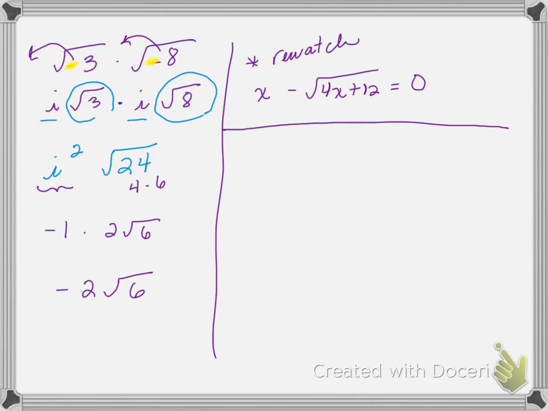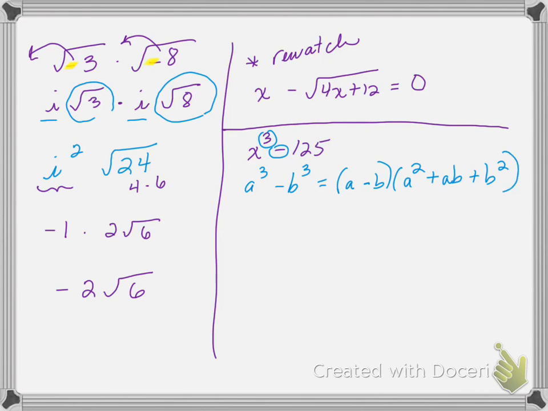All right, and then in that first email you sent me, you referred to this problem here, the x cubed minus 125, and the question was, well, where did that answer come from? Where did the quadratic come from? So let's talk about that. This is a difference of cubes. So if you remember, the formula for the difference of cubes just says that if we have a cubed minus b cubed, it factors into a minus b times a squared plus ab plus b squared. So again, that is a formula that you need to make sure you know. So that's a difference of cubes.